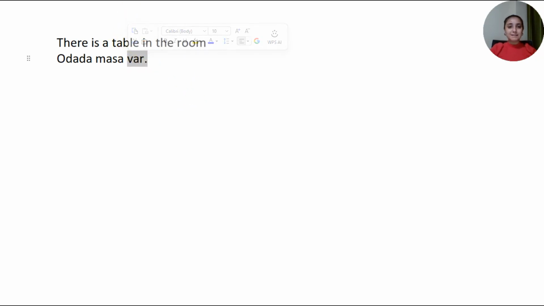For example, they will say there is a table in the room. We will say odada, in the room. Oda is room. Da is locative case suffix. Odada masa var, table var. And this var word will give you this there is meaning.